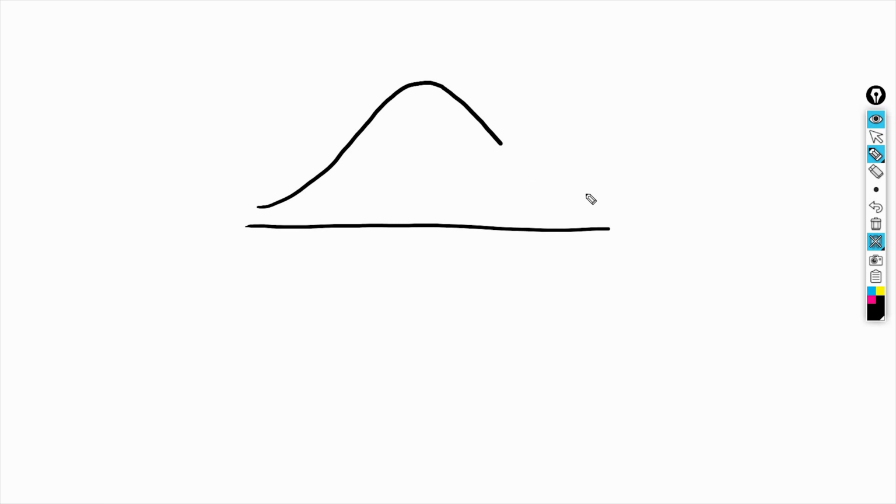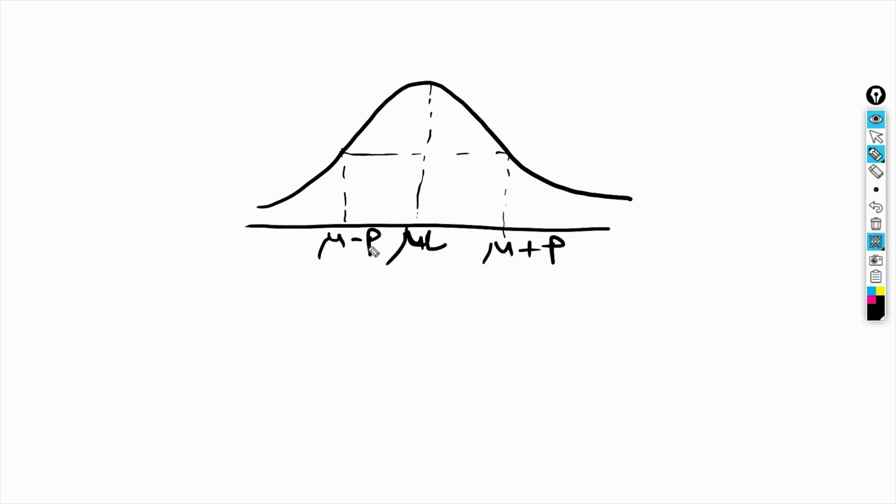So let's take an example of a distribution, a normal distribution, where mu is the mean and p is a value. We are taking a deviation from mu. So let's say the value is p. So mu plus p and mu minus p.